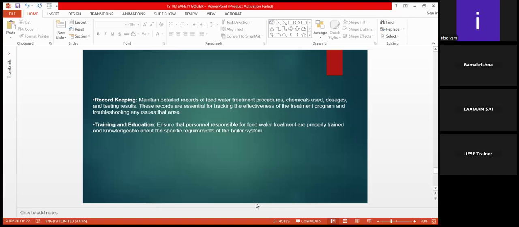Then training and education. We have to ensure all the persons responsible for feed water treatment are properly trained and knowledgeable about the specific requirements of the boiler system. Even the operators of the water treatment plants should have proper knowledge of the quality of water which needs to be fed to the boilers.